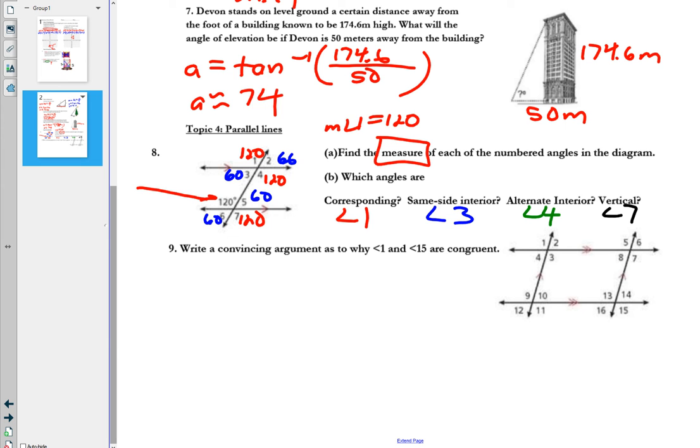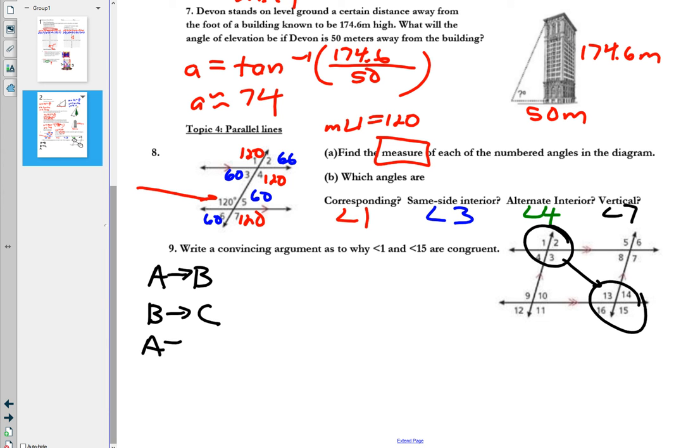Write a convincing argument as to why angle 1 and angle 15 are congruent. The reason why they're asking you to write an argument is because there is no transversal that connects this intersection directly to this one. So I would assume any argument is going to have to include the transitive property. Transitive property says that if event A leads to event B, and then event B leads to event C, that means that event A would lead to event C.